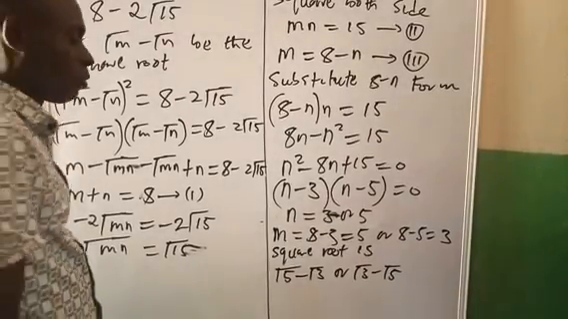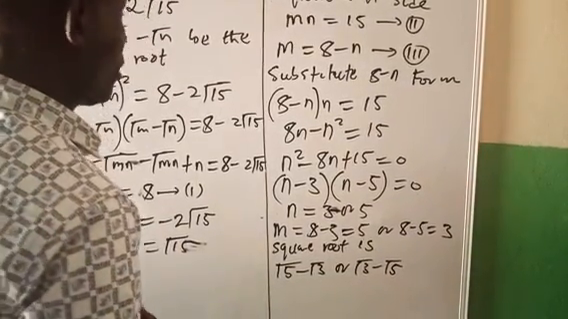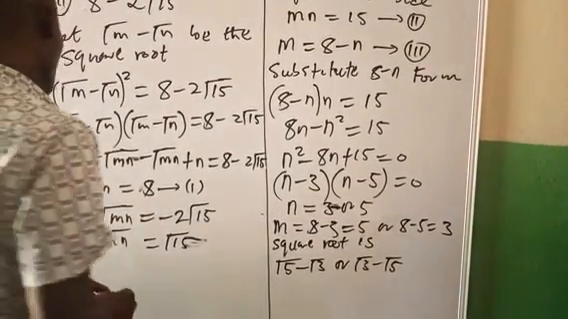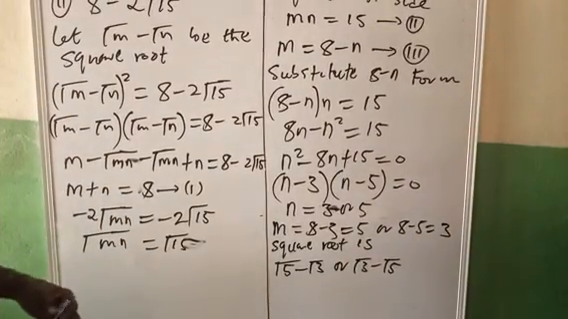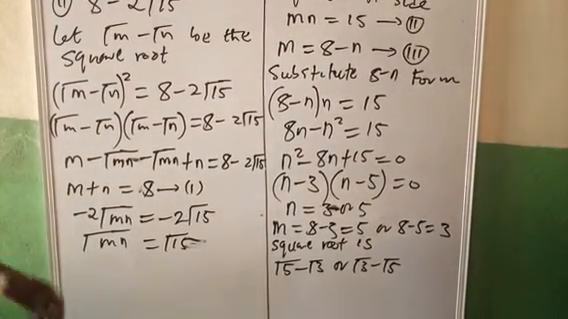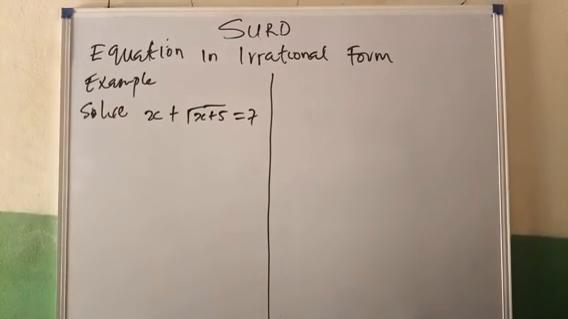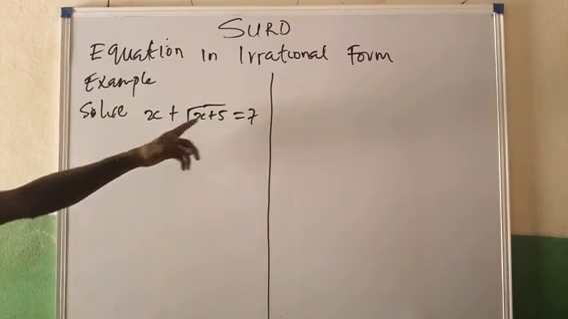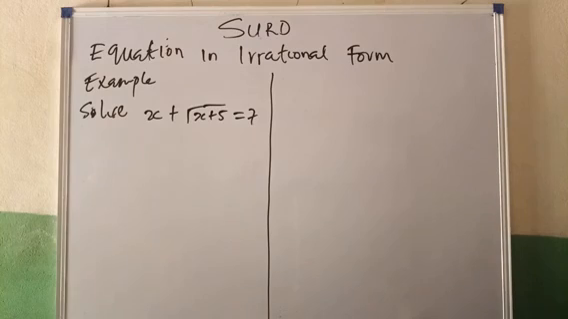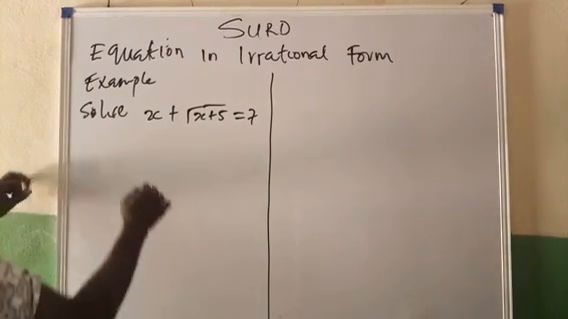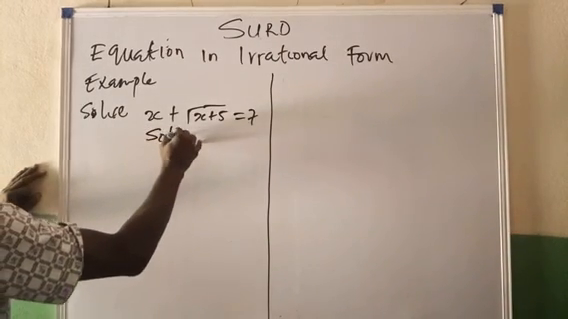So that is good. Finally, we'll just quickly look at equations in irrational form. Example: if you are given, solve s plus root s plus 5 is equal to 7. Solution.